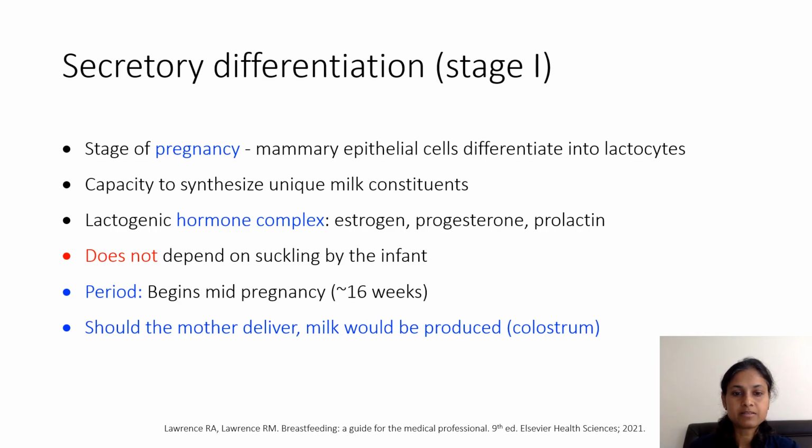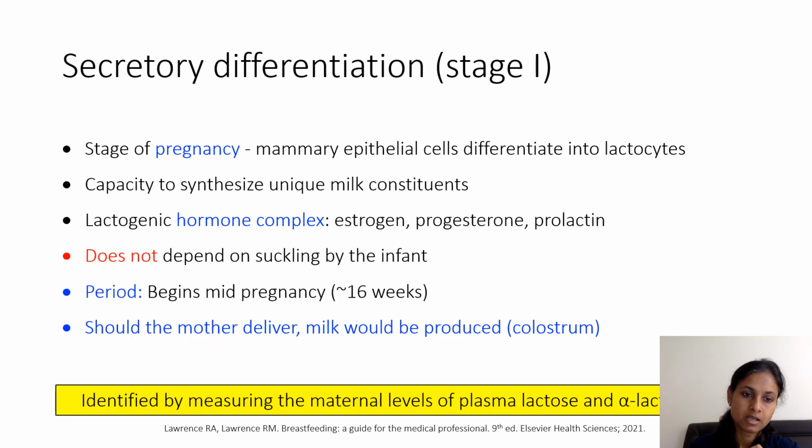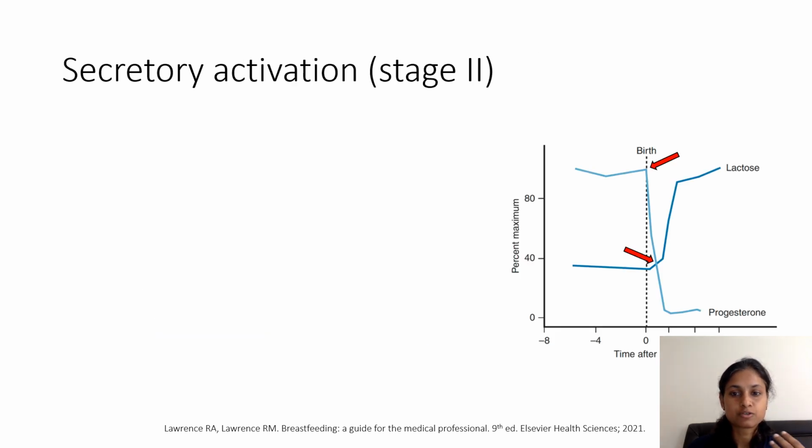So, as the pregnancy proceeds, milk production is inhibited by high levels of circulating progesterone and estrogen. So, this stage can be identified by measuring the maternal levels of plasma lactose and alpha lactalbumin. Next, we go to stage 2.